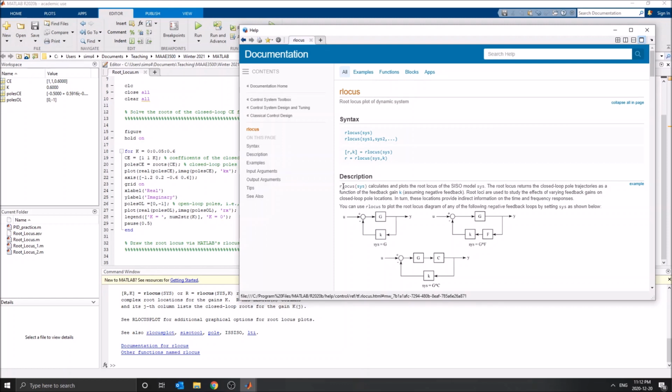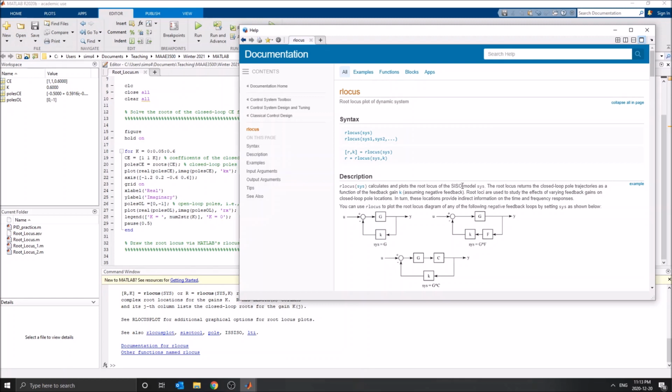So all we need is to specify the plant transfer function, and automatically, rlocus would close the loop for us. So we don't even need to worry about manually calculating the closed loop transfer function, finding the characteristic equation, and things like that. All we need to specify is the plant transfer function. So that is beautiful. Okay? So rlocus of sys calculates and plots the root locus of the SISO, which stands for single input, single output model sys. That's just what I've described.